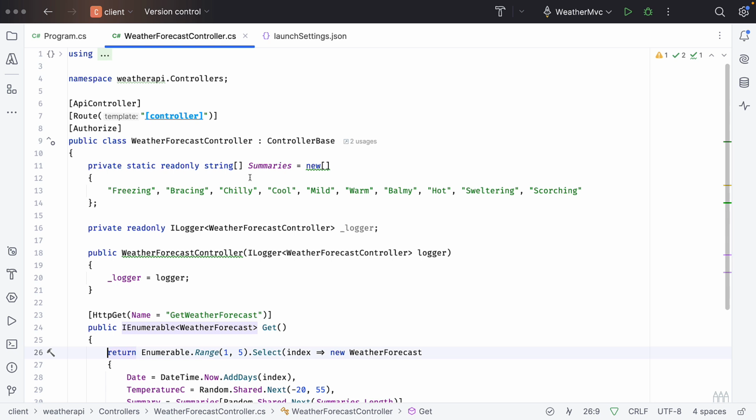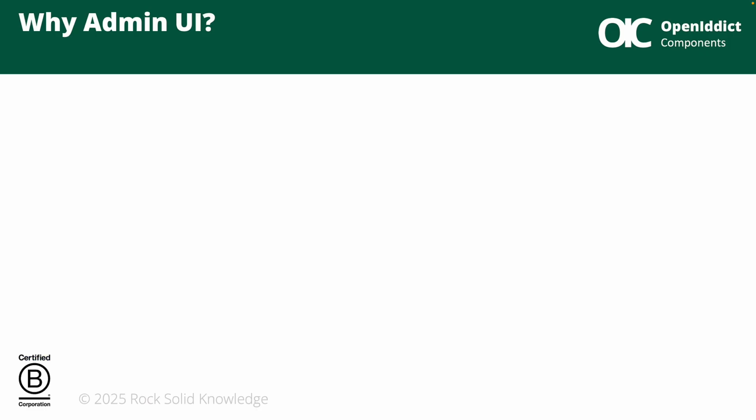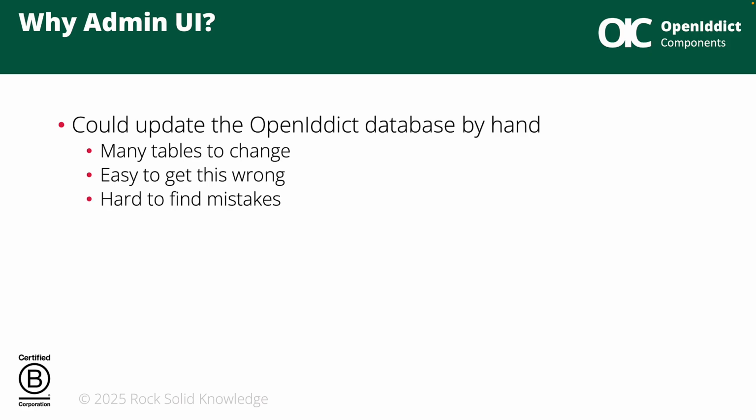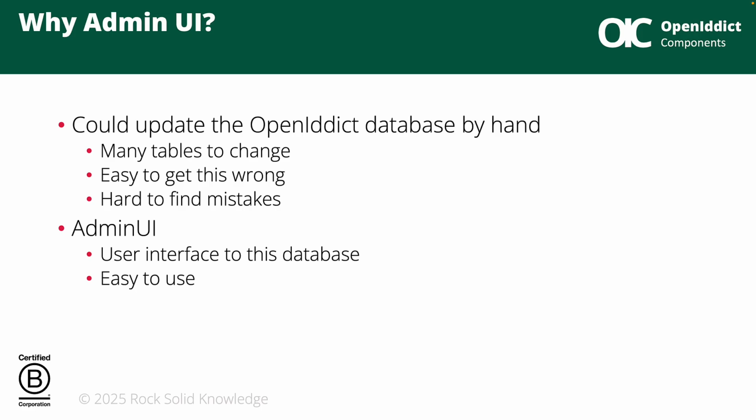Okay, so with that in place, we can now go and configure this application inside AdminUI. So why use AdminUI? Well, you could update the OpenIddict database by hand. But if you do that, there are many tables to change, and it would be easy to get this wrong. It would be hard to find mistakes. So AdminUI provides a user interface to this database, and it's easy to use. And it also helps us enforce industry best practice. So let's go and see how we can use it.